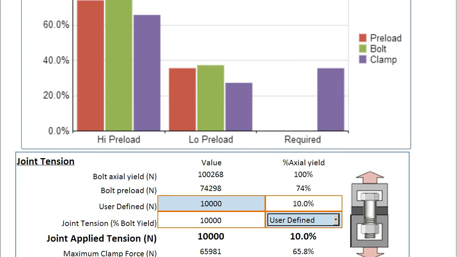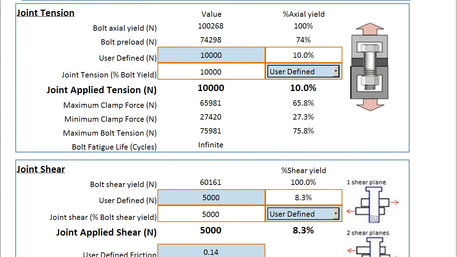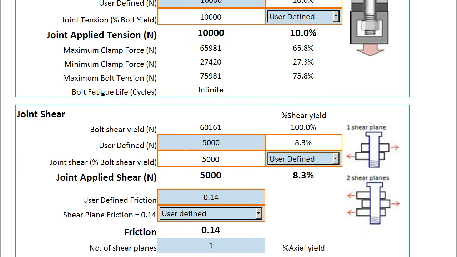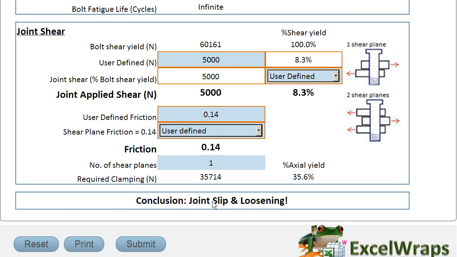So I hope you can see here that there are ways of defining the joint tension and the joint shear load, and we always come down to our conclusion here at the end, which is that the joint would slip under the shear load, and as soon as a joint's slipping there's the potential for vibrational loosening and all kinds of other problems.